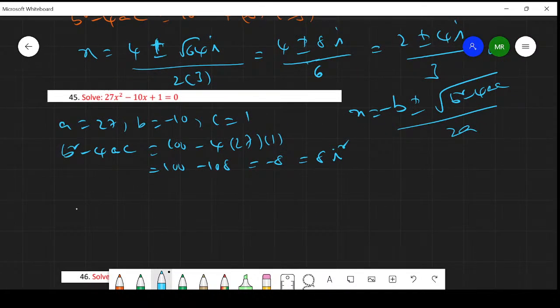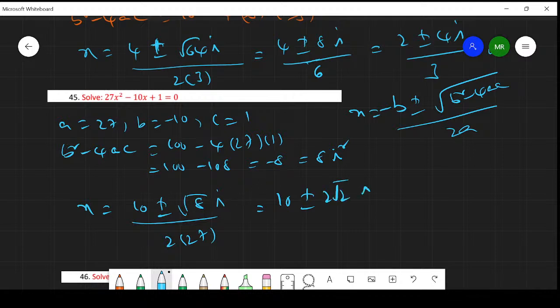Now you can write x value is equal to minus b. Minus b is plus 10, plus or minus root of, you will get 8i square, root 8i, by 2 into 27. It comes 10 plus or minus, because 8i square, root 8 into i. Root 8 means 2 root 2, 2 root 2 into i. Correct. Root 8 means 2 root 2.